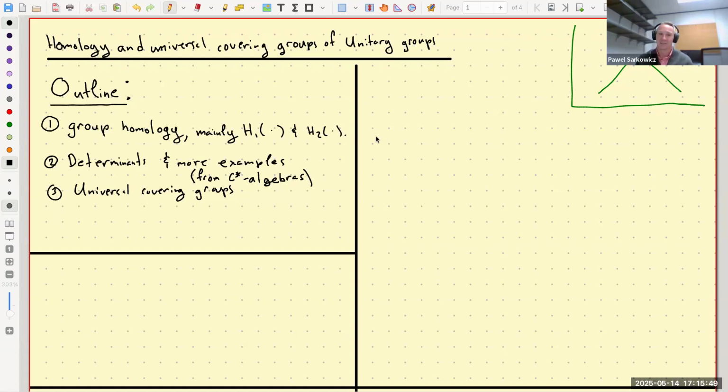And then in the second part of the talk, we'll talk about determinants to look at groups associated to C-star algebras, like unitary groups and general linear groups. And we'll look at their first or second homology groups.